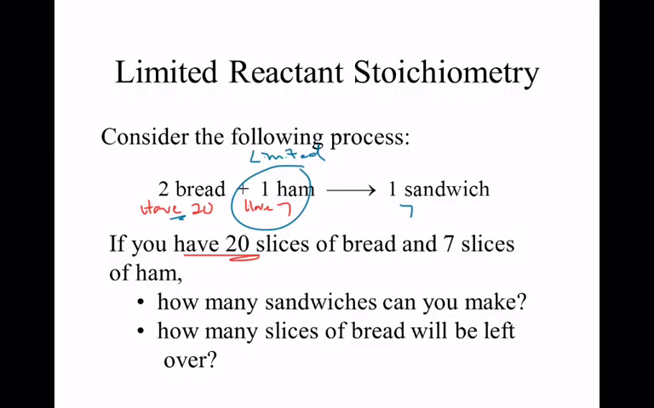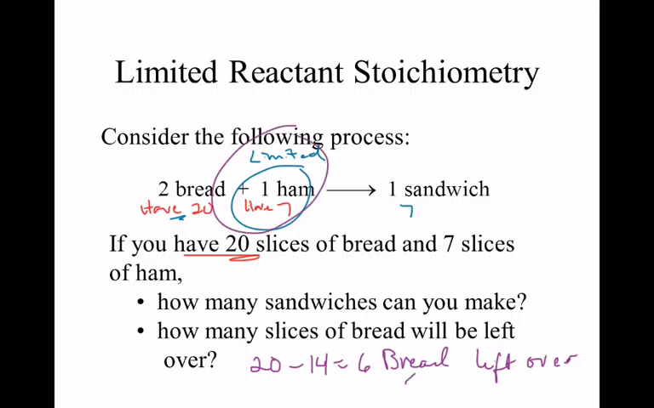So when we're done making sandwiches, how many slices of bread are left over? We began with 20, and we're going to use 7 times 2. We're going to use 14. We're going to have 6 slices left. 6 bread left over. So we use the word limited supply for the ham, and we use the word excess for the bread. So the bread is in excess. In the previous example with the brownies, the eggs were in excess. Yep, that's it.